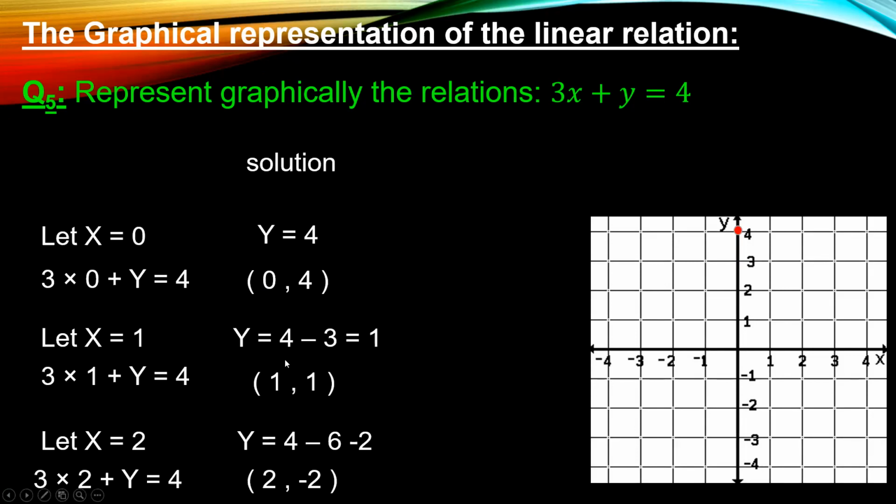The second point will be 1 and 1. So I will go to the number 1 on the x-axis and up to the number 1 on the y-axis. The third point is 2 and negative 2. Here 2, and down, because negative 2 is below, so I will go down to negative 2. Then we match these 3 points. So this is the representation of the relation 3x plus y equals 4.